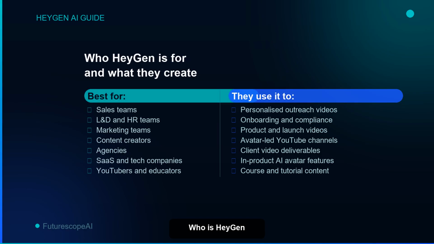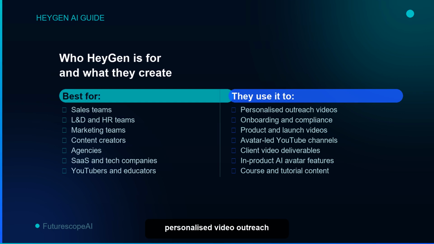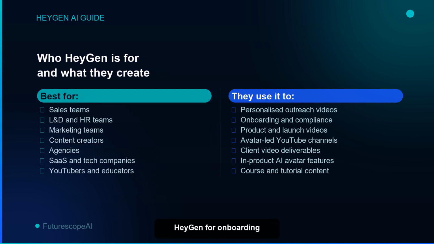Who is HeyGen for? Sales teams are the biggest commercial users, personalized video outreach at scale. Learning and development and HR teams use HeyGen for onboarding and compliance videos that can be updated without a studio reshoot. Marketing teams generate product explainers, launch announcements, and ad variants in hours rather than days. Content creators are running avatar-led YouTube channels where they never appear on camera.